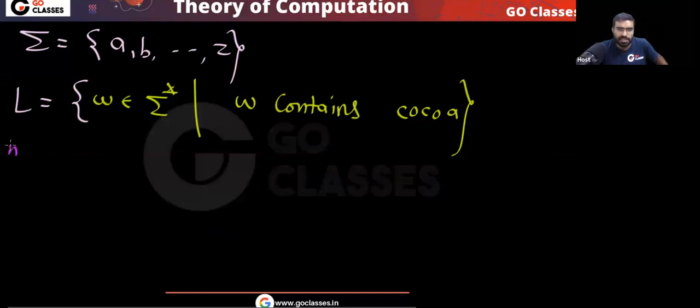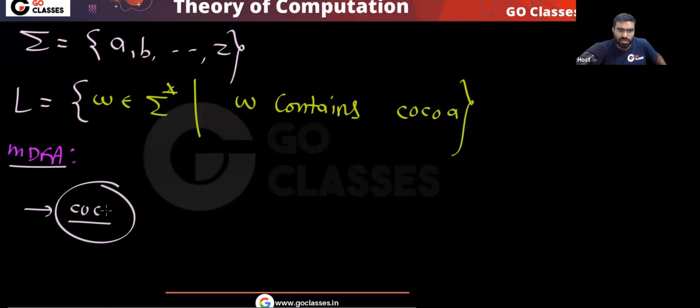Let's see the minimal DFA. We want to create a minimal DFA for this language, which contains COA. So how many states will be there in the minimal DFA? You can notice in the initial state, what are we waiting for? We are waiting for COA.